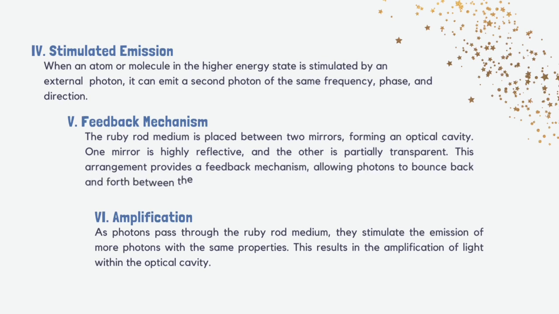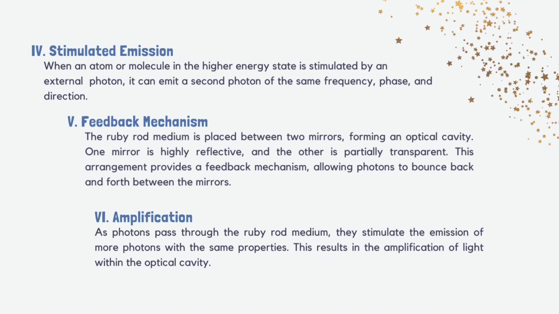Fifth, feedback mechanism. The ruby rod medium is placed between two mirrors, forming an optical cavity. One mirror is highly reflective, and the other is partially transparent. The arrangement provides a feedback mechanism, allowing photons to bounce back and forth between the mirrors.